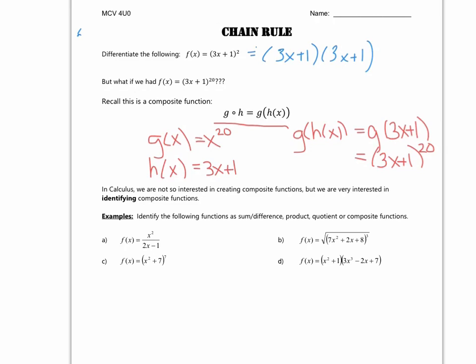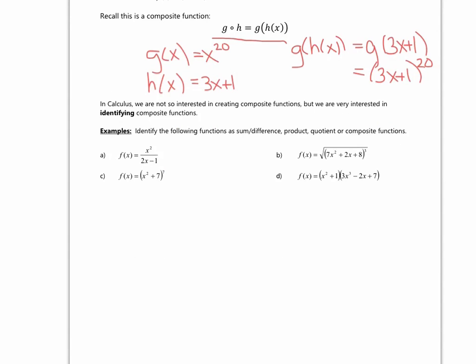Okay, so in calculus, we're not so interested in creating these functions, but identifying them. So I just want you to take a look at these four functions for a minute, maybe pause the video, and decide which ones you think are actually composite functions, or is it just simply a sum and difference, or a product or quotient function. Really quickly, hopefully you can see that this is simply a quotient of functions.